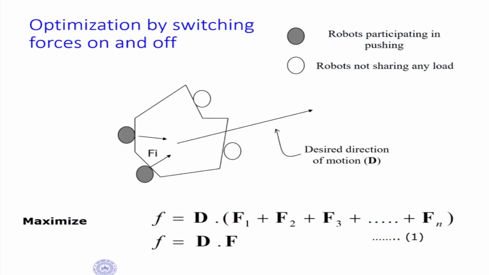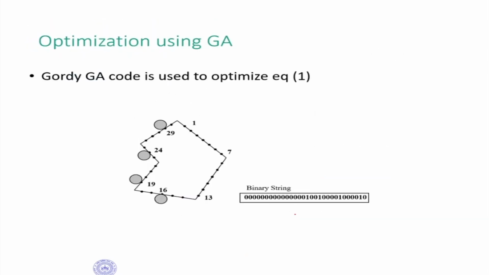So this is how we are doing the optimization. We have these robots which have reoriented themselves, and these are the two active robots, and I take d dot of f1, f2, f3, and I try and maximize this. D is the desired direction, and f1, f2, f3 are the forces. I try and maximize this, and again I can use optimization using genetic algorithms. Why use genetic algorithms, if some of you are wondering? Because it is strings, and it's very easy to represent this object boundary using this kind of string, and that is the reason we're using this genetic algorithm based optimization.